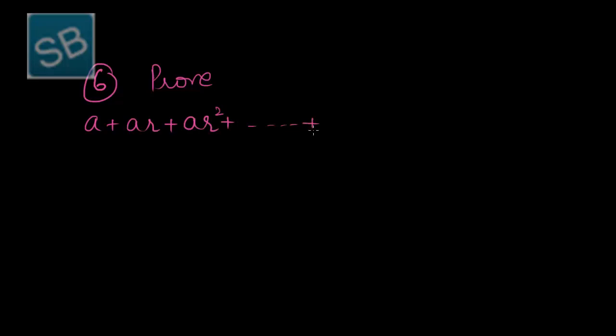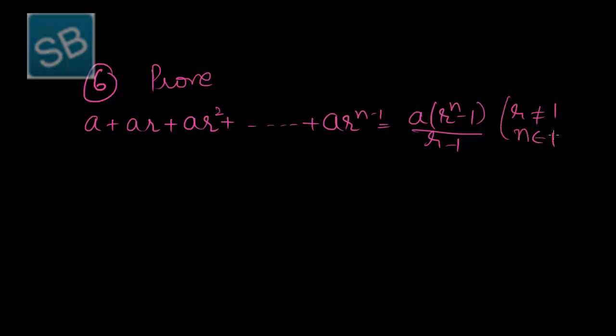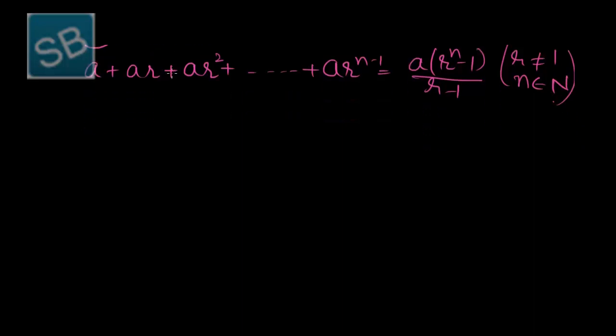Now the problem 6 is: prove a plus ar plus ar square plus so on up to ar raised to n minus 1 is equal to a times r raised to power n minus 1 over r minus 1, for r is not equal to 1 and n belongs to N. So here we have to apply principle of mathematical induction.